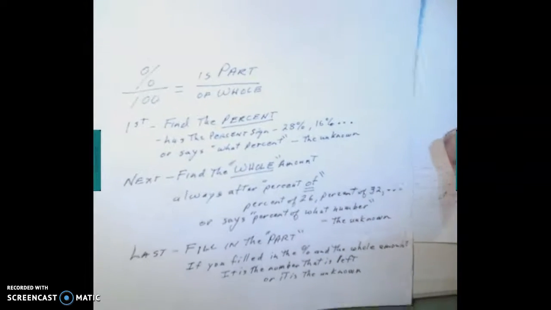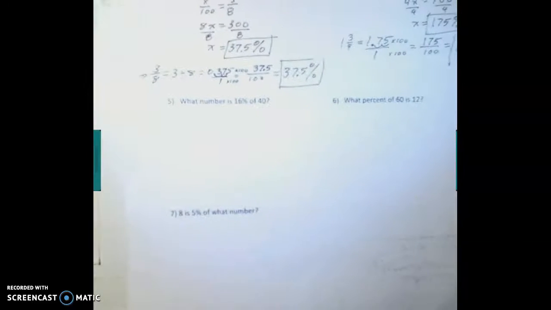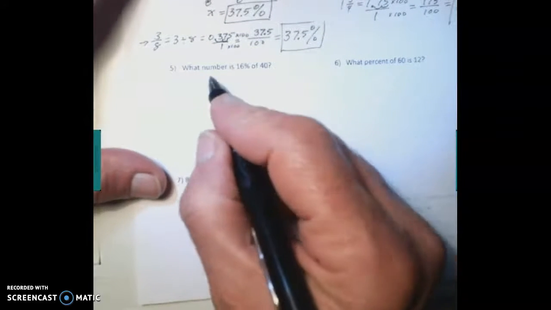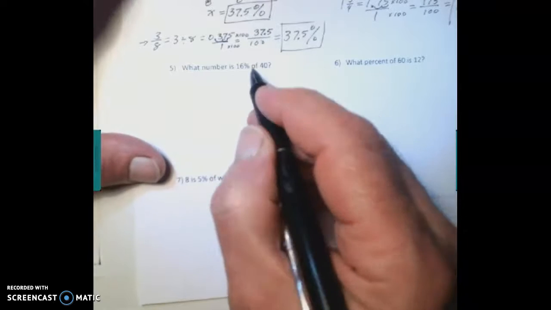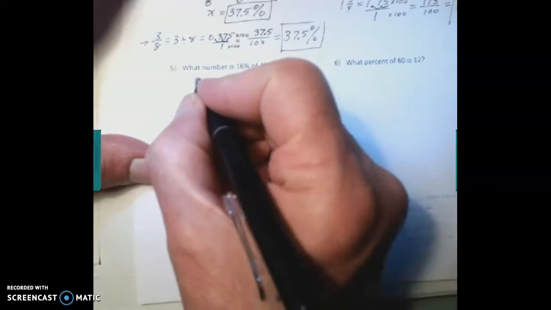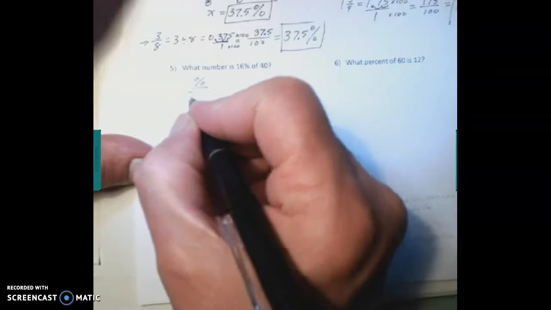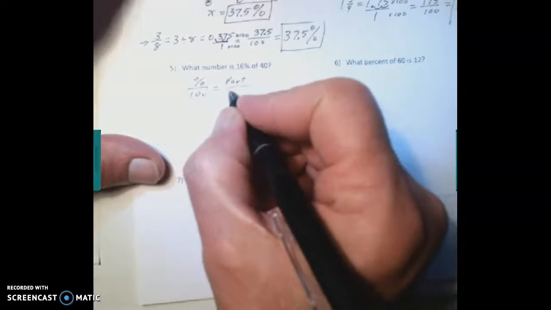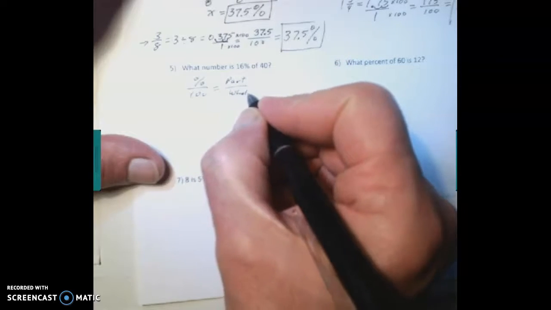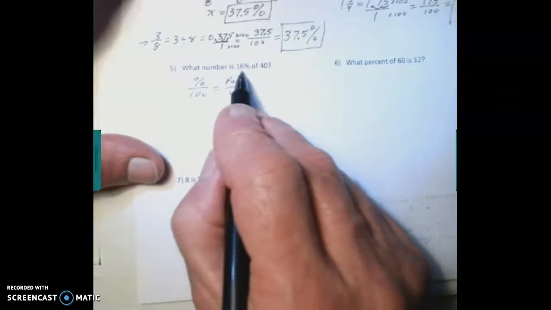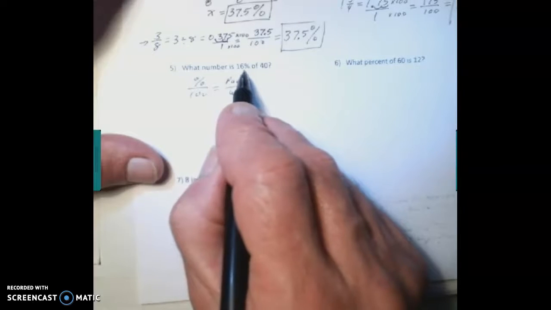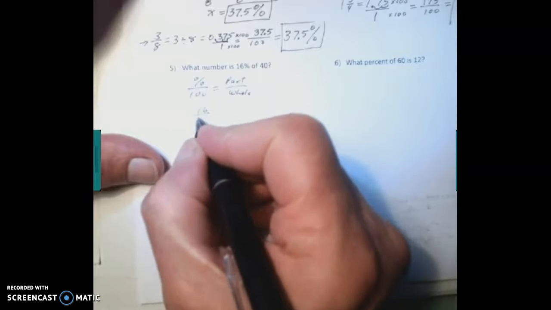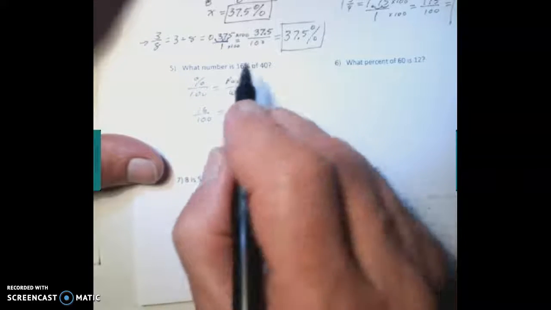So now the applications of solving these. Question number 5. What number is 16% of 40? Again, it is percent over 100 is equal to the part over the whole. Look for the percent first. Again, easy to find. 16%. That goes in place of the percent sign. So it's 16 over 100.